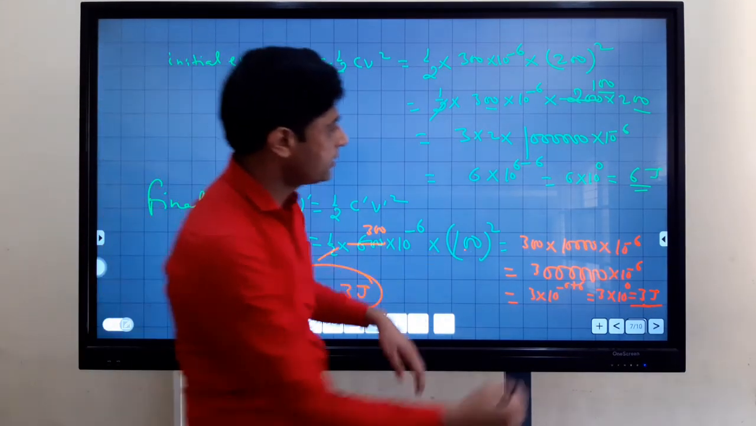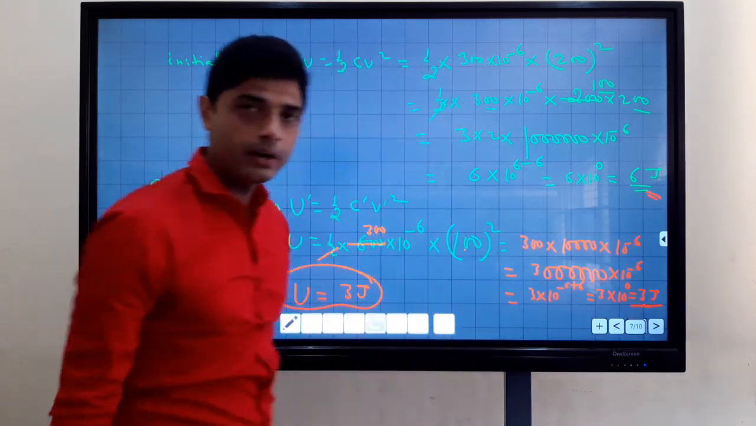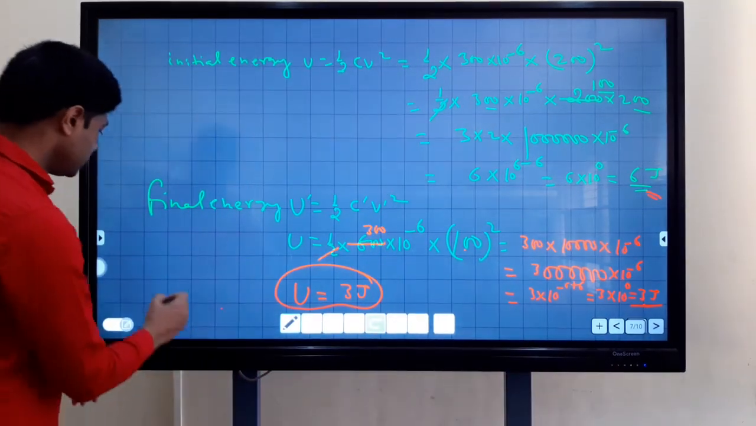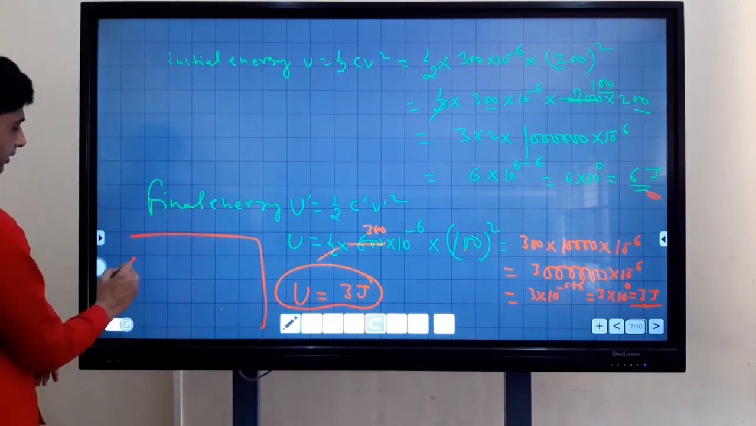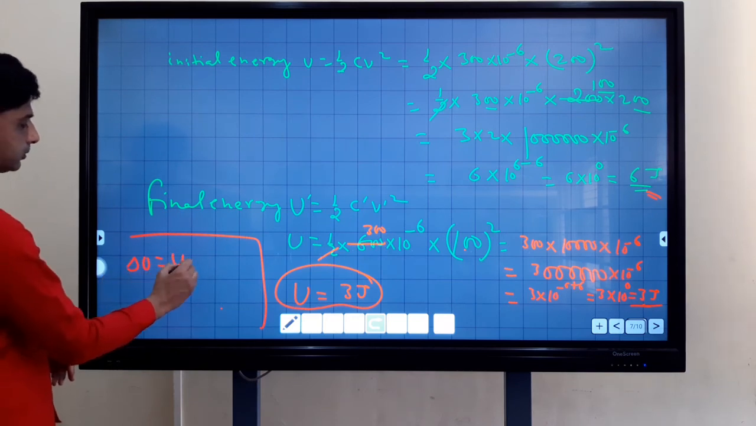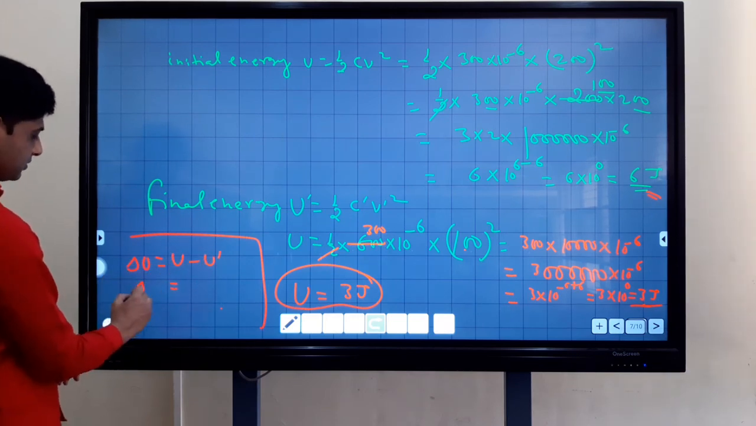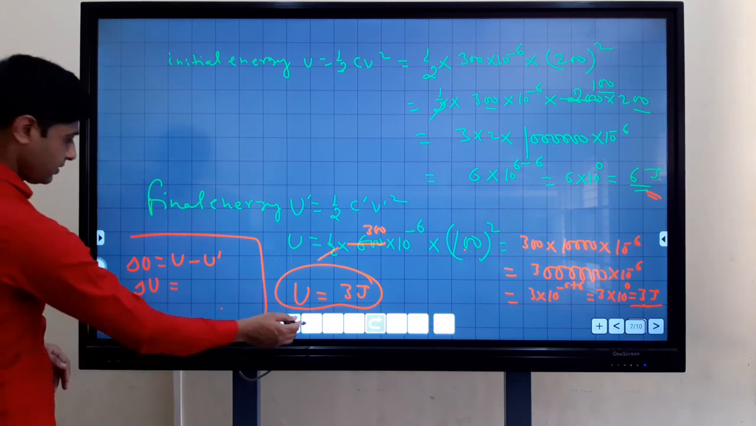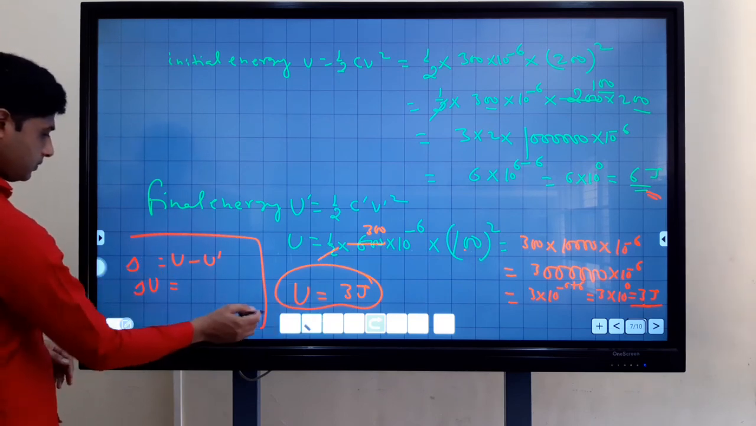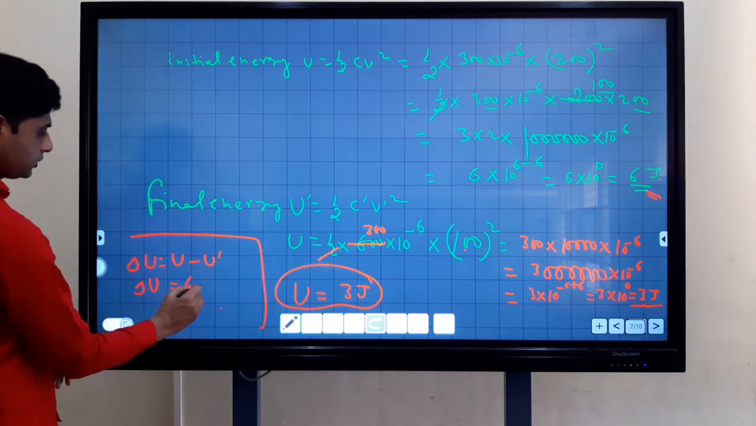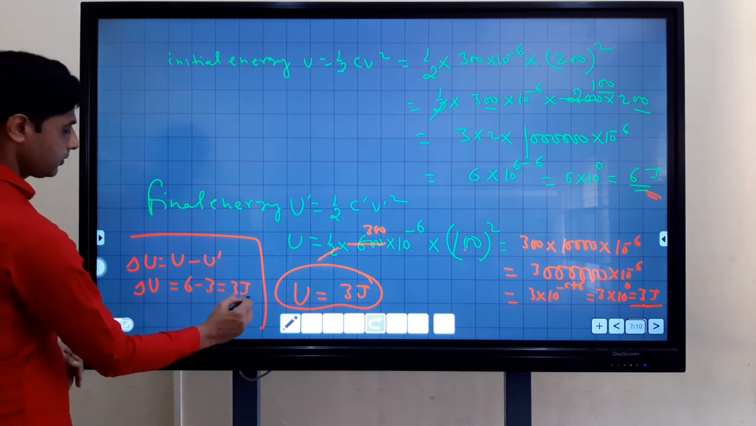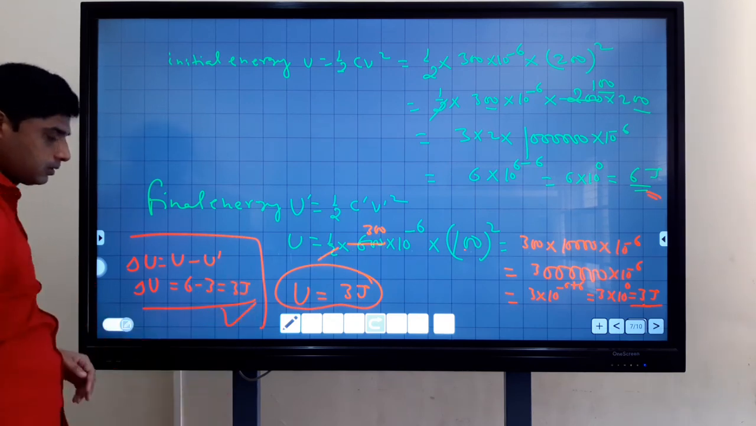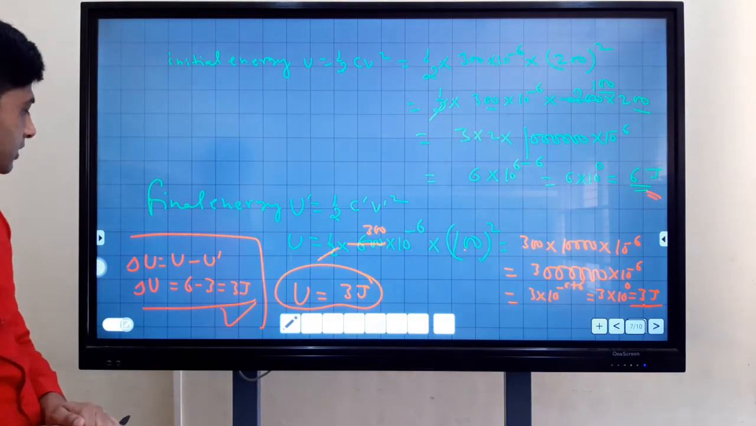So the initial energy is 6 joule and the final energy is 3 joule. It means the change in energy equals U minus U dash, which is 6 minus 3, so the difference in energy is 3 joule.